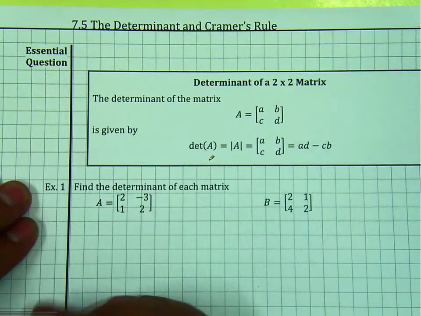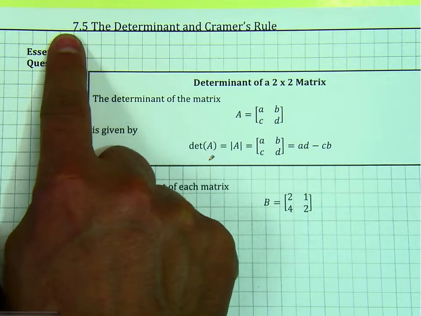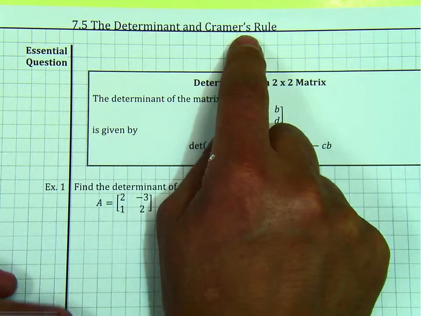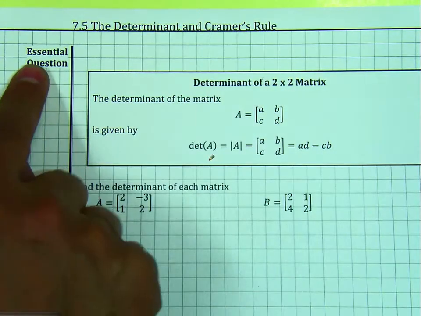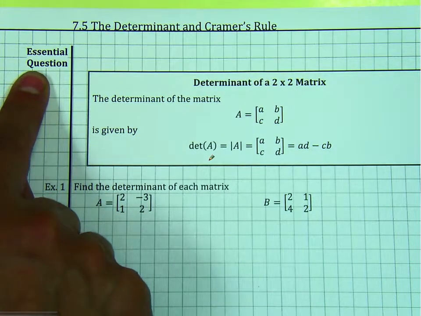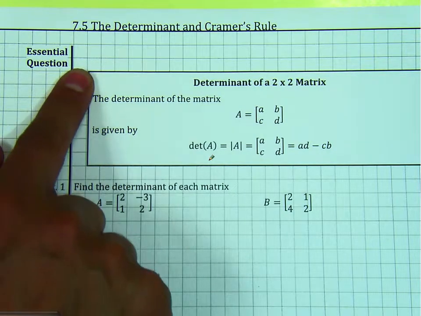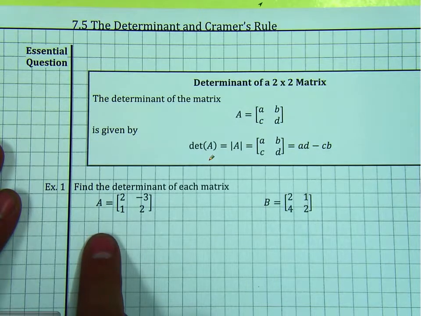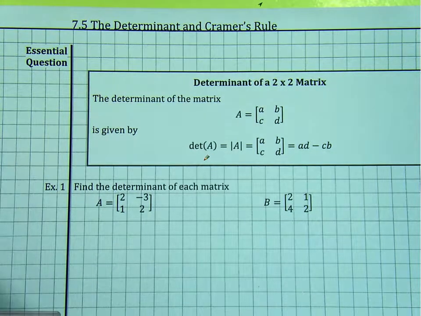Today we are going to be covering section 7.5. We are going to cover the determinant and Cramer's rule. Make sure that you have enough space for your essential question. You should be able to leave about 2 or 3 lines. Then go and include your cutout and write down example number 1. So go and pause it and we'll continue once everybody's ready.